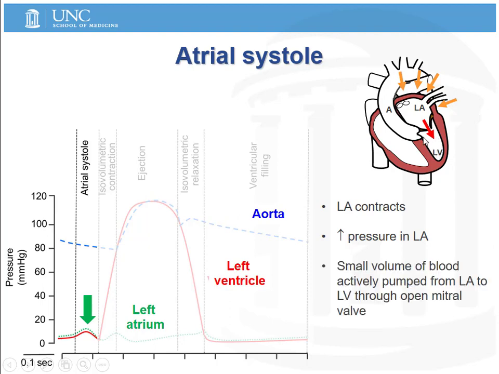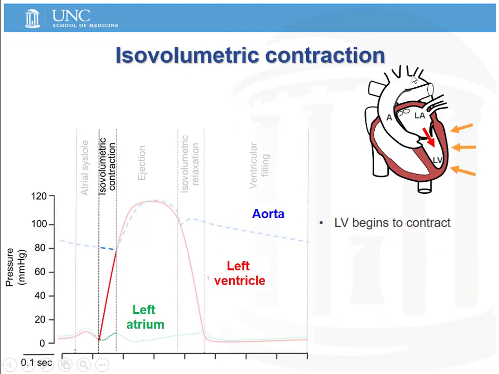Because the mitral valve is open and resistance of the valve is low, the ventricular pressure here parallels the atrial pressure. During atrial systole, the aortic pressure, here in blue, is slightly decreasing as blood flows out of the aorta and out into the systemic circulation. The wave of depolarization then spreads through the AV node and eventually into the ventricle, causing the ventricle to begin contraction. As the ventricle starts to contract, the ventricular pressure begins to rise.